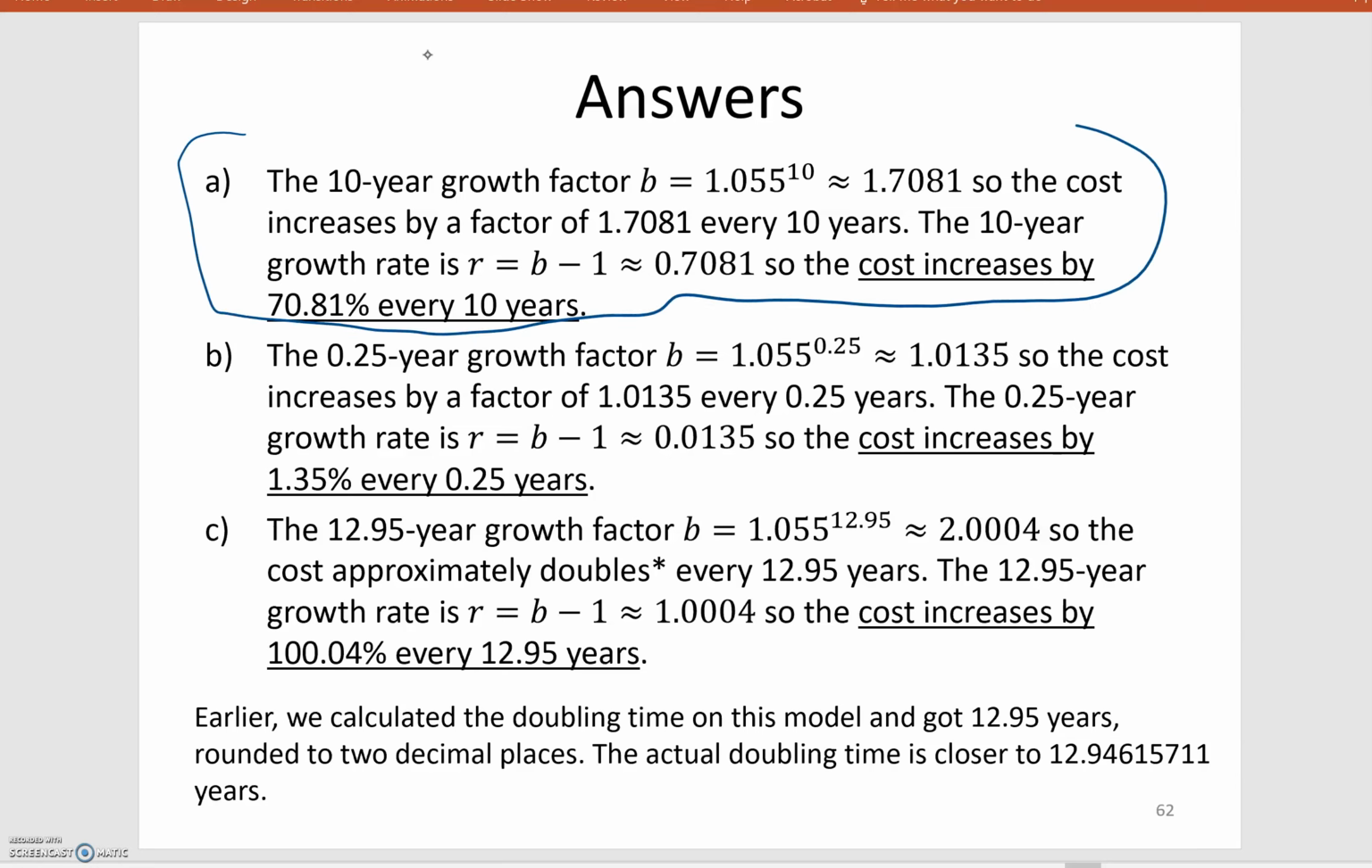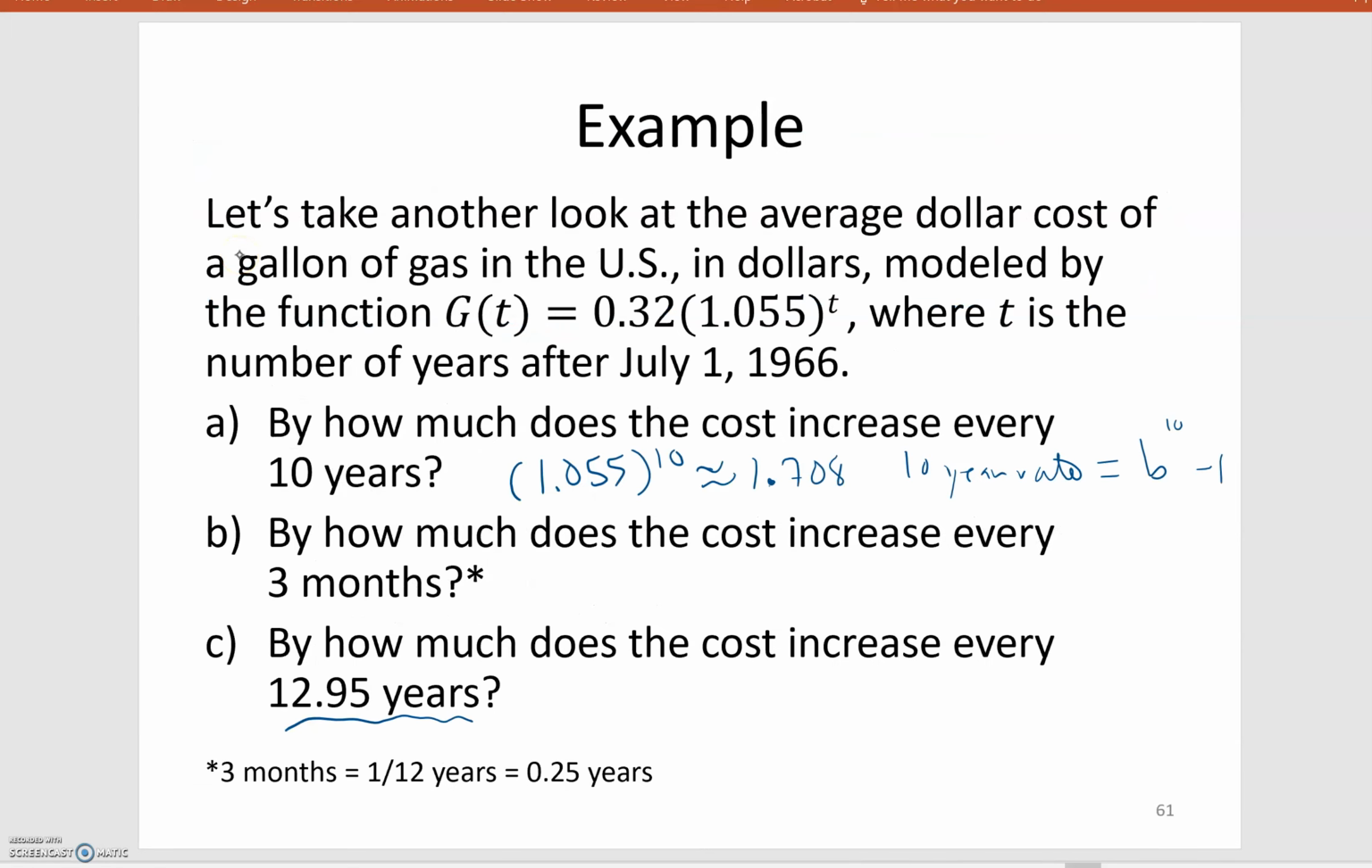Solution. And this is a summary of what we were just discussing. And let's just skip down to this last statement. The cost increases by 70.81% every 10 years. That is your 10-year growth rate. Okay. So going back to this question B, how much does the cost increase every 3 months?